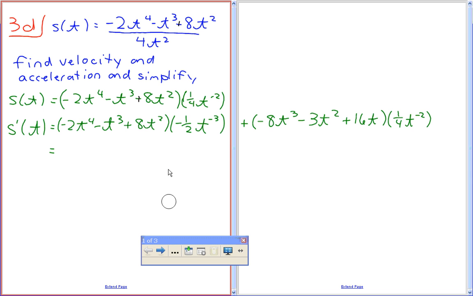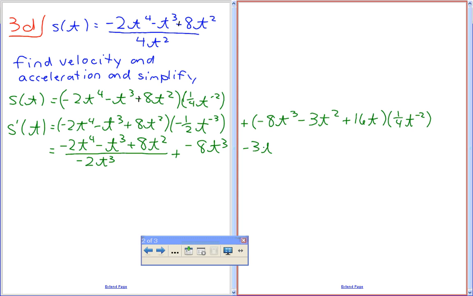negative 2t4 minus t cubed plus 8t squared all over negative 2t cubed, plus negative 8t cubed minus 3t squared plus 16t all over 4t squared. Okay, there's a few things I can do here.